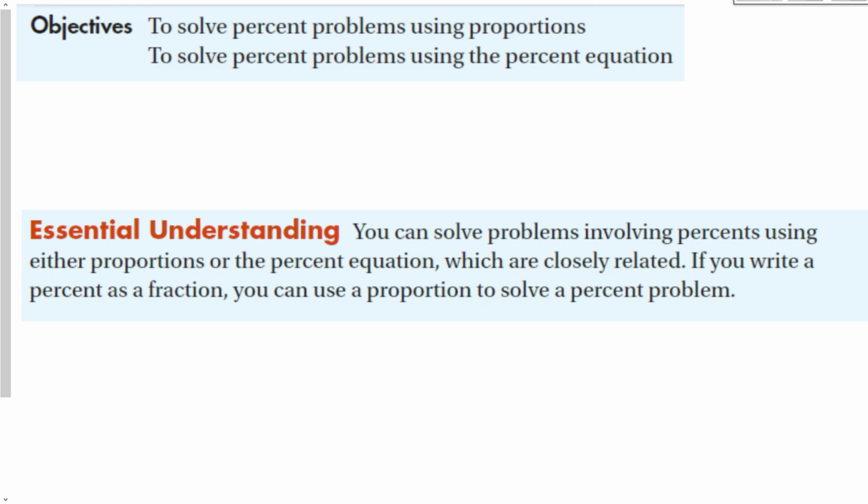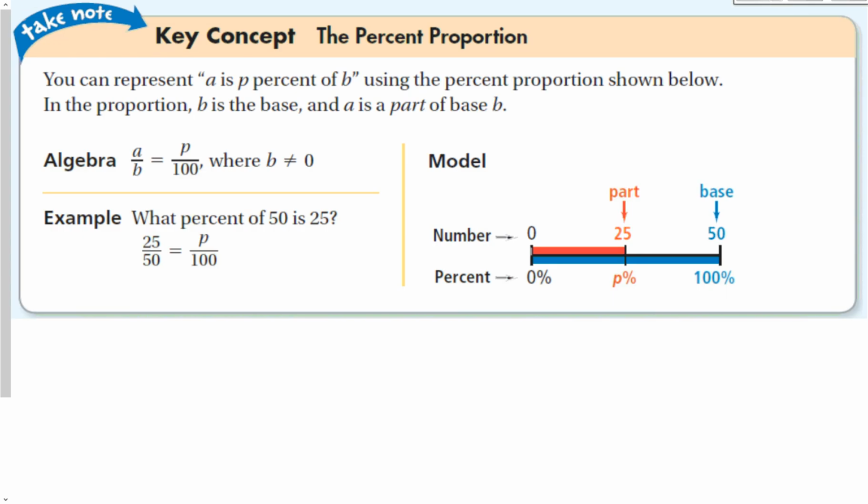If you write a percent as a fraction, you can use a proportion to solve a percent problem. Okay, so let's start with the percent proportion. We can represent A is P percent of B using the percent proportion shown below. In the proportion, B is the base, A is the part of base B. So we can see with this algebraic expression is that we have A over B, the part over the base, is equal to the percent over the 100.